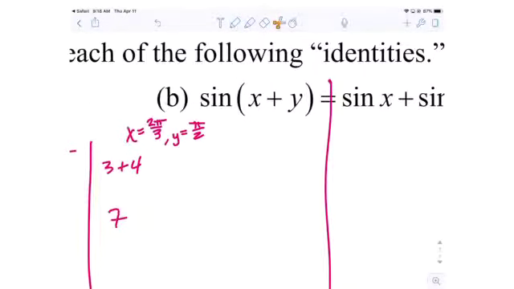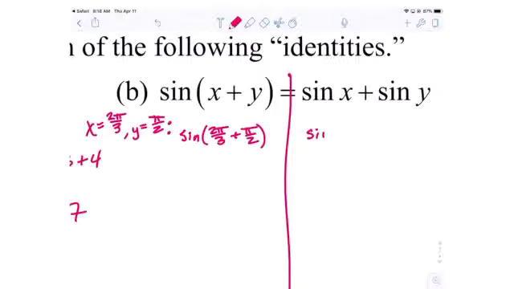2 pi thirds. Good. So let's plug it in. So we're going to get sine of 2 pi thirds plus pi halves. And over here, we're going to see if that's equal to sine of 2 pi thirds plus sine of pi halves. All right, so now we just work each side independently.